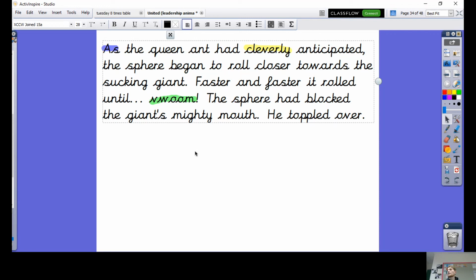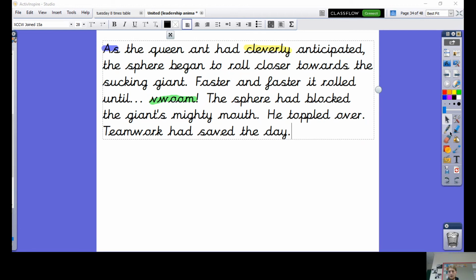And then I'm trying to think of a good sentence to finish this all off now, because he's toppled over. Let's think about our theme. Let's think about the theme of teamwork, which runs through this whole video. I'm going to start with teamwork. Teamwork had saved the day. That's the theme which runs through this video, isn't it? It's really effective teamwork. So let's read that final chunk out quickly. The sphere had blocked the giant's mighty mouth. He toppled over. Teamwork had saved the day.